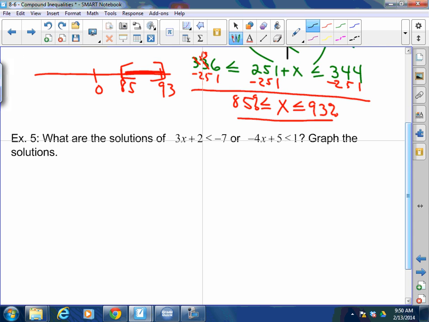Now let's show you what ORs are like. With ORs, it's a lot easier. Because the ANDs, they combined everything. The ORs, seriously, they're separate. Two different equations. It's this or that. Not this and that. Okay?